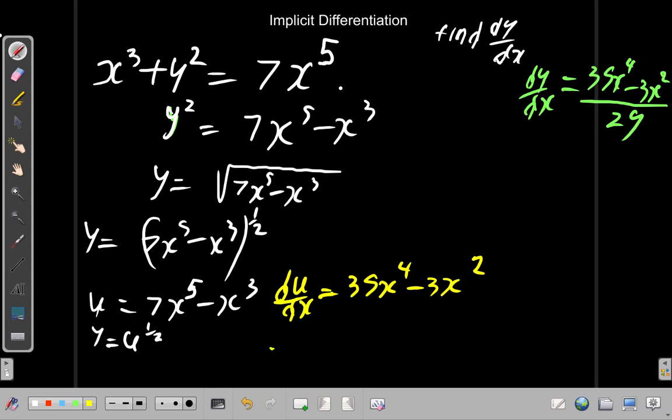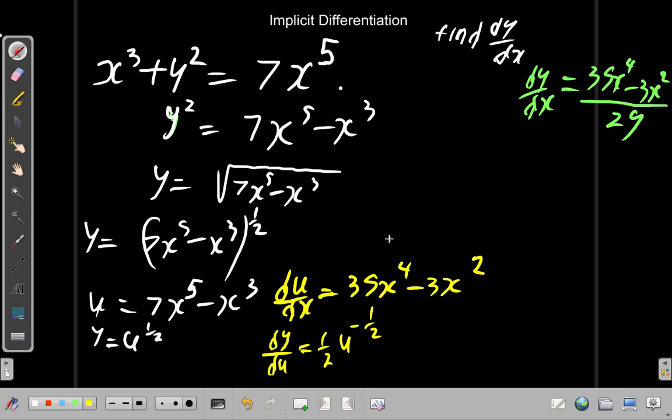dy by du would be equal to half u to the half minus 1, which is negative a half. Alright. So it's half u to the negative half.